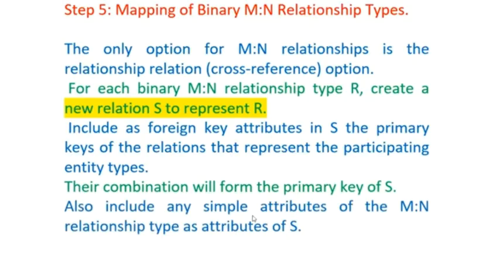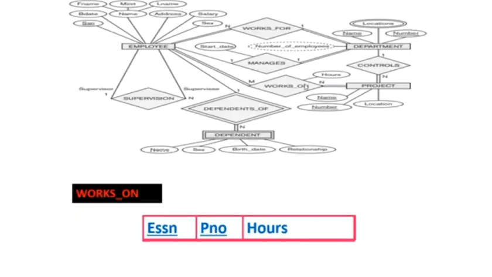In step 5, mapping of many-to-many relationship types, the only option for a many-to-many relationship is a cross reference. We'll see an example. In this diagram, we have only one many-to-many relationship. While converting it into a relational table, we will get this as an example. Works on is connected between employee and project. So works on will get the employee primary key, the project primary key, and its linked attribute.